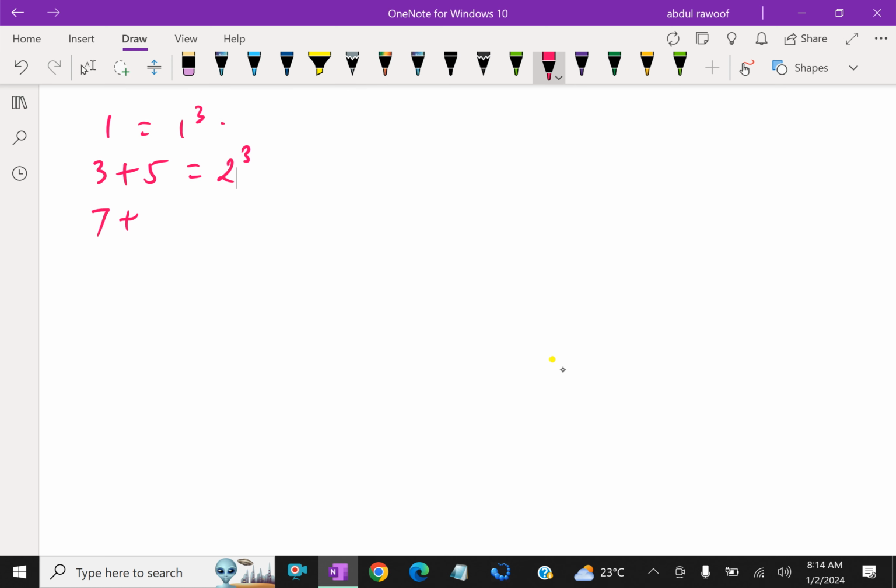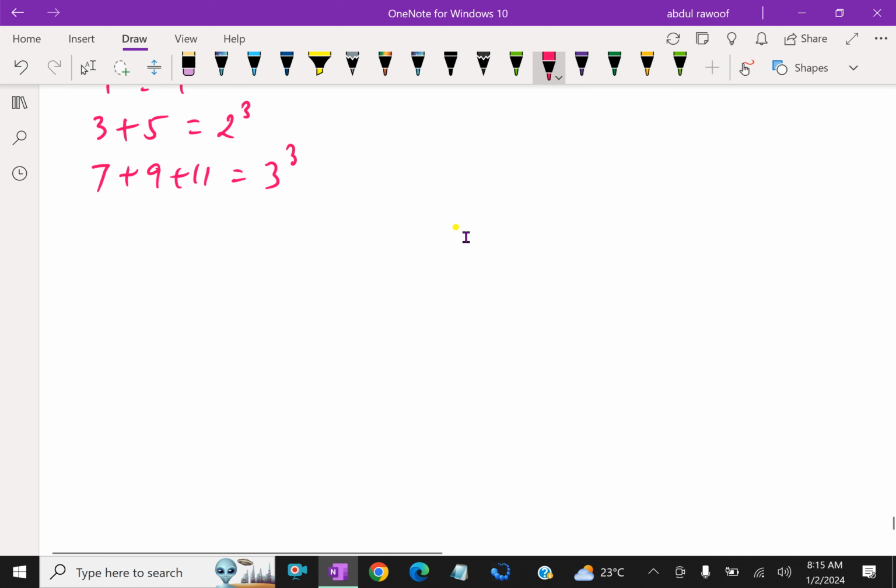Then the next pattern, 7 plus 9 plus 11. Here simply you can write it as 3 cube. Without calculating, you can directly write 3 cube, but you can calculate and check. 7 plus 9 is 16, 16 plus 11 is 27, that is 3 cube. The next pattern is 13 plus 15 plus 17, of course 4 cube. Here, 4 cube is 64.